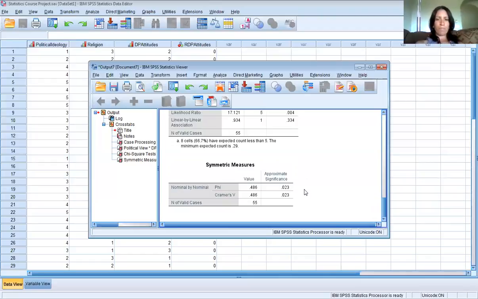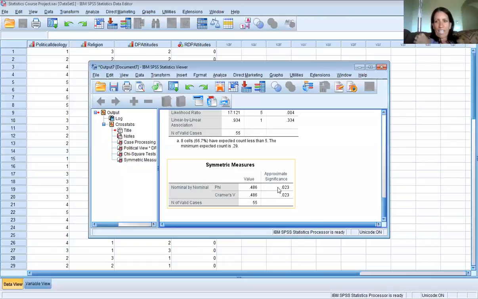That relationship is supported. If your chi-square is not significant, normally you wouldn't even look at the measures of association, because if chi-square is not significant, then it becomes completely irrelevant. You wouldn't look at the measure of association. You don't care about the strength or the direction of the relationship, because it's not a significant relationship.